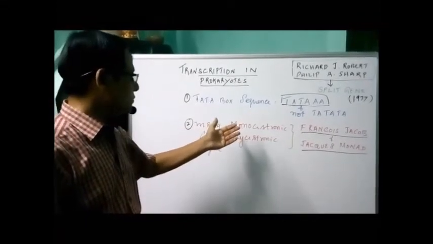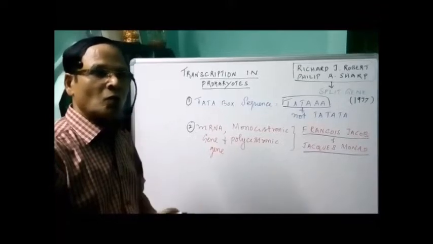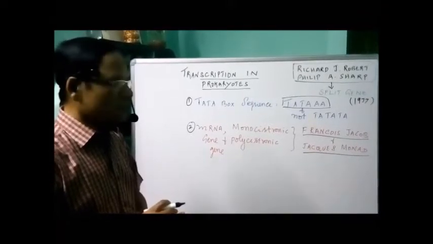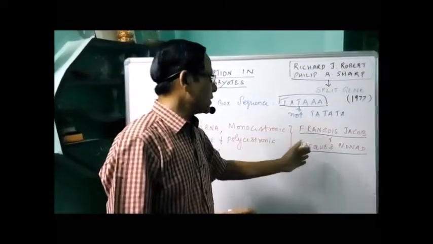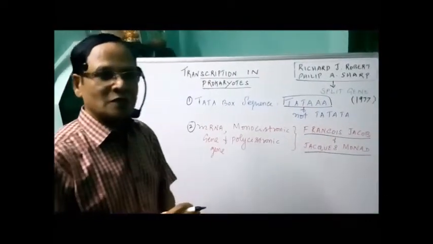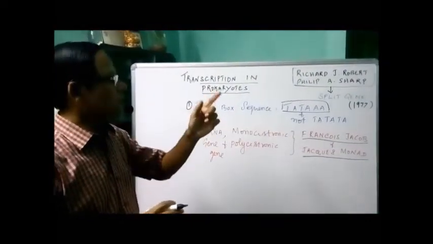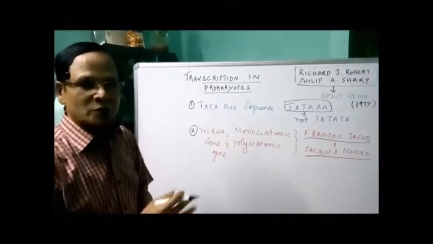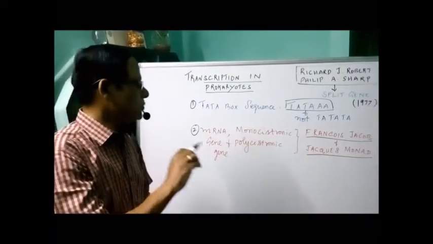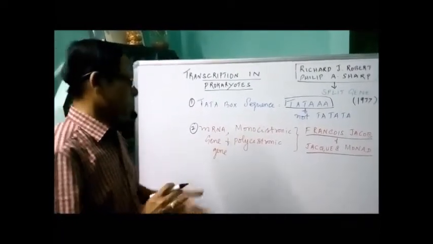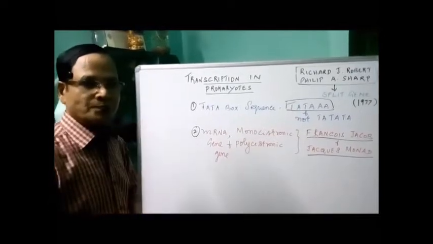mRNA, the monocistronic gene, and the polycistronic gene were all suggested by Francois Jacob and Jacques Monod. Simply we can say Jacob and Monod, and not Richard J. Roberts and Phillip A. Sharp, as I mentioned in the last class. Okay, these are the two corrections you have to make. I am sorry for that.